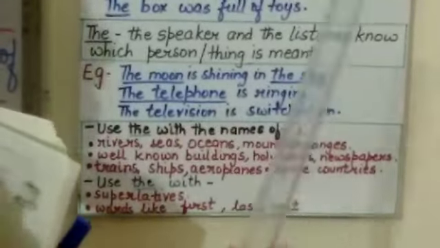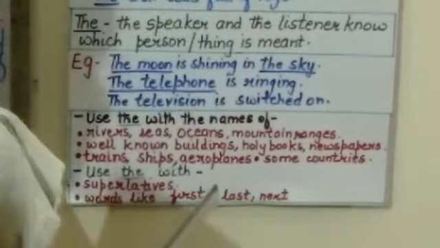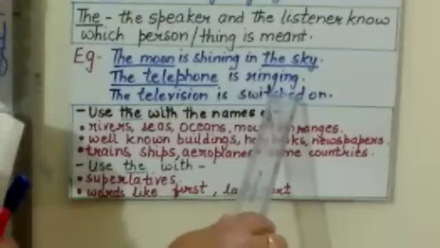Now, coming to the third case for the: the speaker and the listener know which person or thing is meant. The speaker and the listener, that is me and you, all of us know about what we are talking. For example, the moon is shining in the sky. I also know about the moon, you also know about the moon. Sky, everyone knows. So, the moon is shining in the sky. A moon is shining in a sky? No. The moon is shining in the sky. The telephone is ringing. I'm not talking about any other's phone, either mine or yours. So, the telephone is ringing.